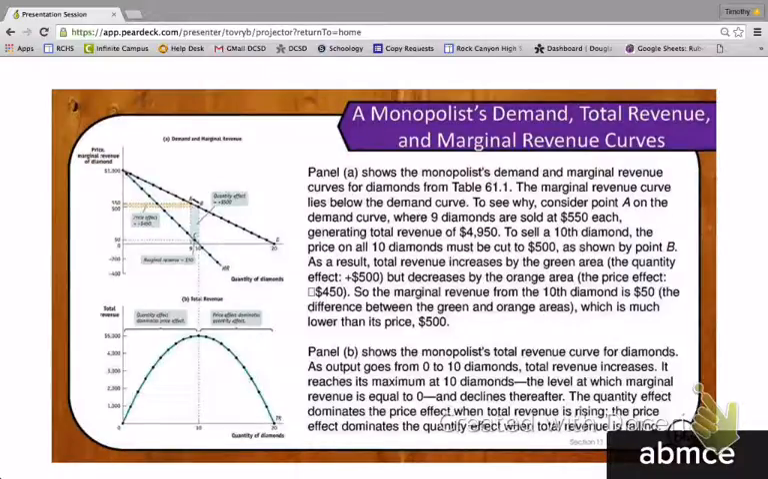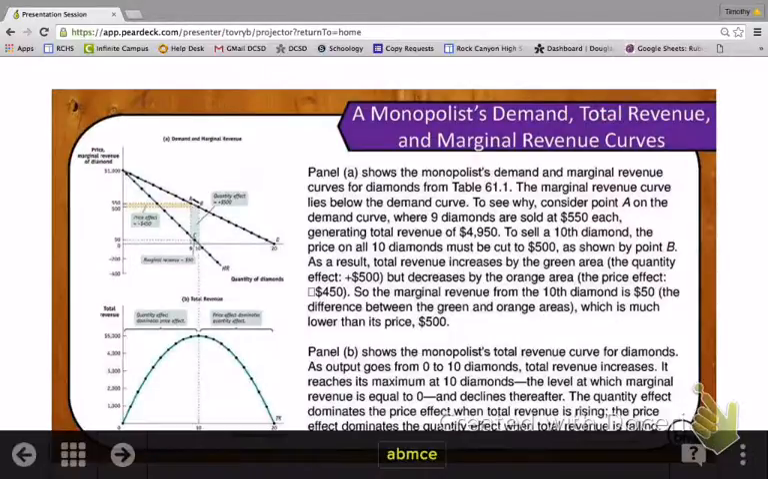Panel B shows the monopolist's total revenue curve for diamonds. As output goes from 0 to 10 diamonds, total revenue increases. It reaches its maximum at 10 diamonds, the level at which marginal revenue is equal to 0, and then it declines after that. The quantity effect dominates the price effect when total revenue is rising, but the price effect dominates the quantity effect when total revenue is falling.